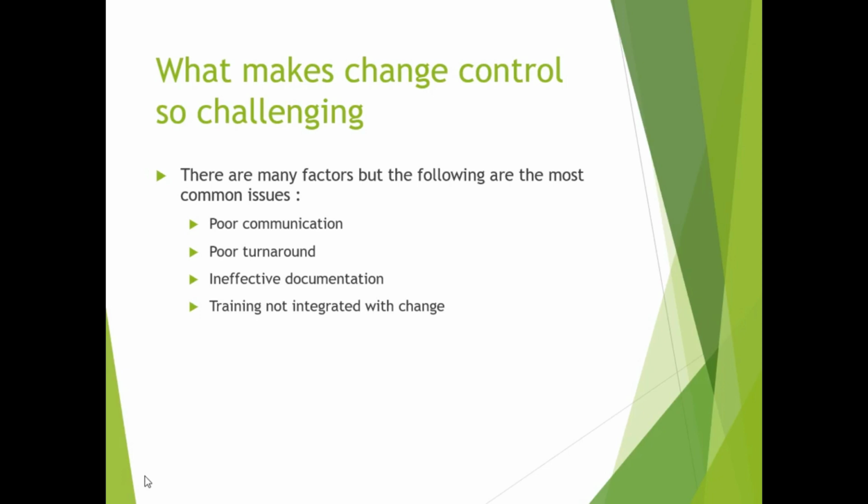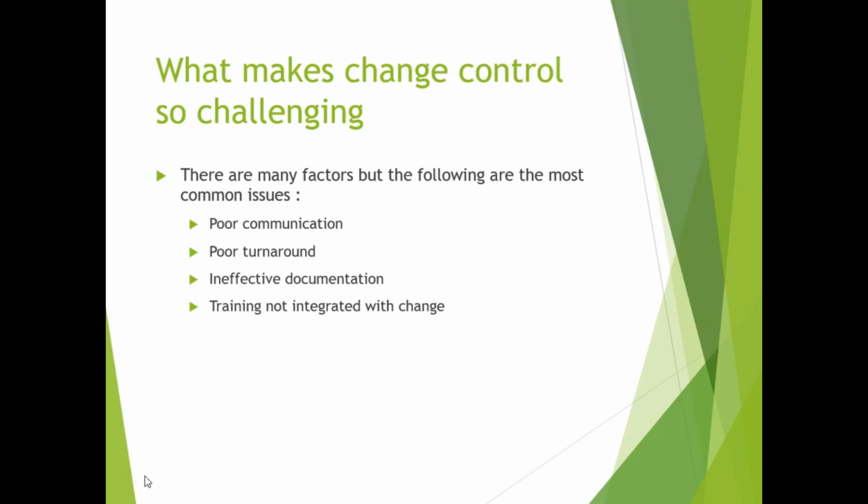So what makes change control so challenging? There are many factors, but the following are probably some of the more common issues. And the first one is poor communication. So lack of communication between departments, or failure to follow up or escalate change requests, and delayed or inappropriate notification of changes made by suppliers, etc. They all delay the change control process.